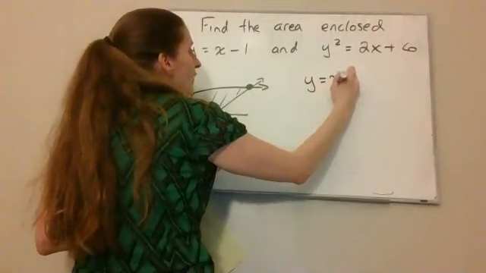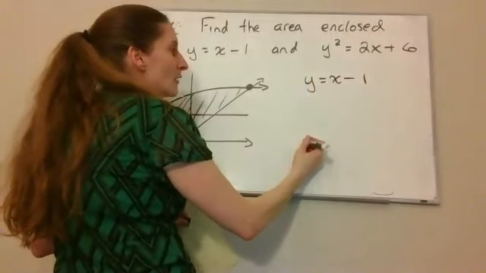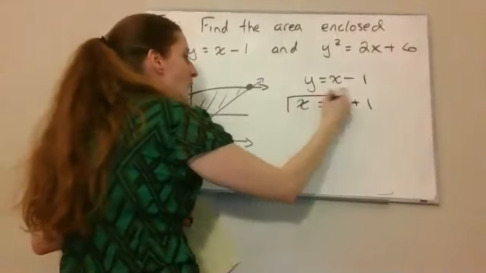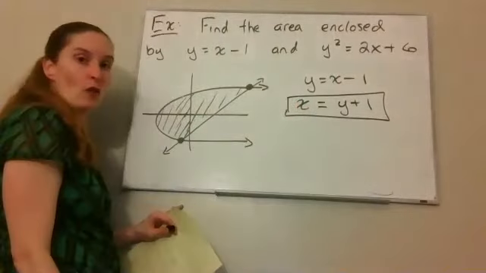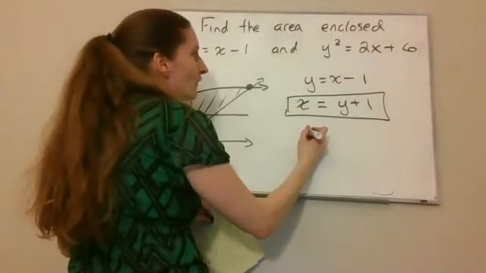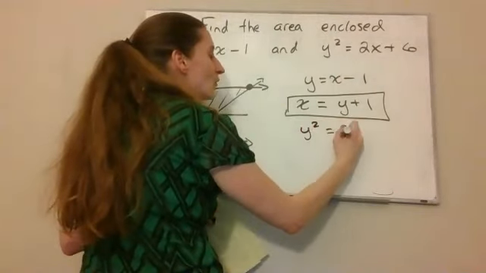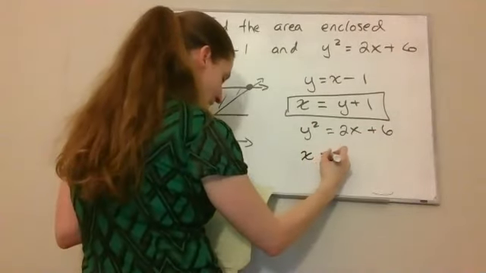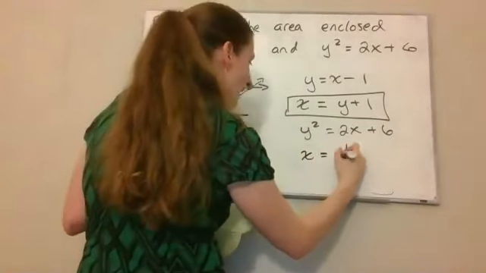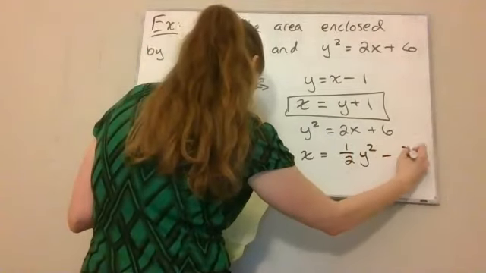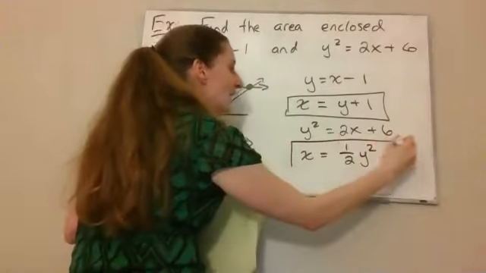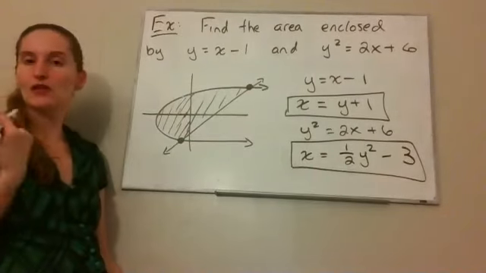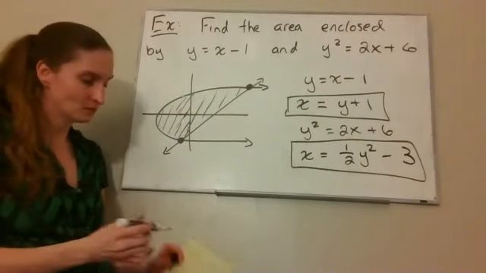So we write x as a function of y. So when I have y equals x minus 1, I can rearrange this to get x equals y plus 1. That's one of my functions as a function of y. That's the straight line. And for the other one, if I have y squared equals 2x plus 6, this is the same thing as x equals 1/2 y squared minus 3. And you get that just by getting x by itself. So these are the equations of the same exact two curves, just solved for x instead of for y.